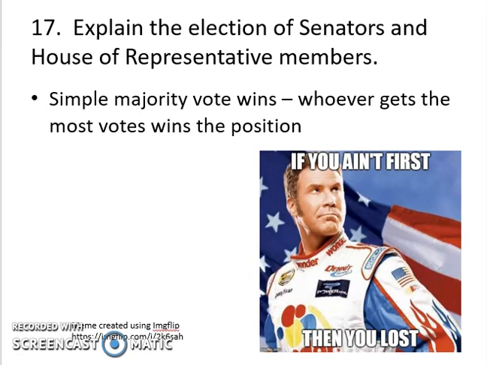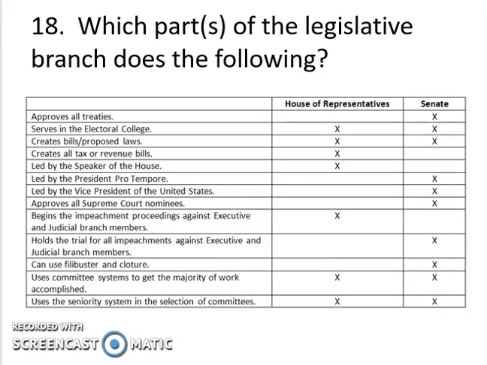Question 17, explain the election of senators and House of Representative members. In this, it's just simple majority. Whoever gets the most votes wins. So if you ain't first, you're last then. So for the Senate and for the House members, whoever gets the most votes on the night of election has won the seat, and they are now the new representative from that state.